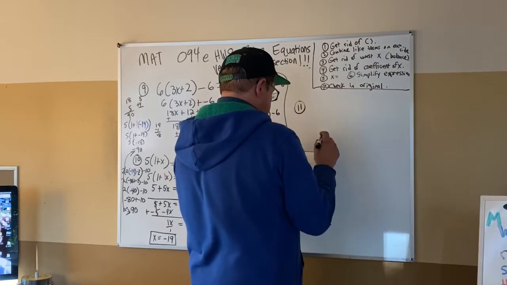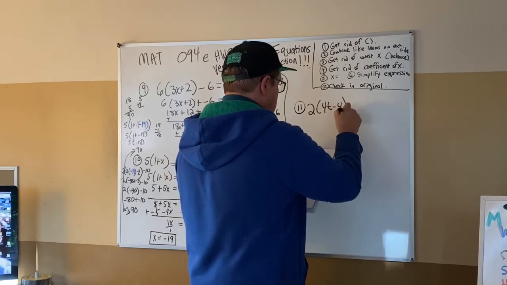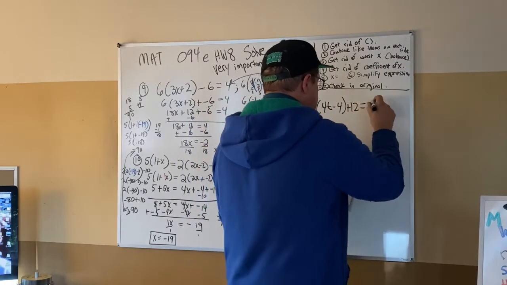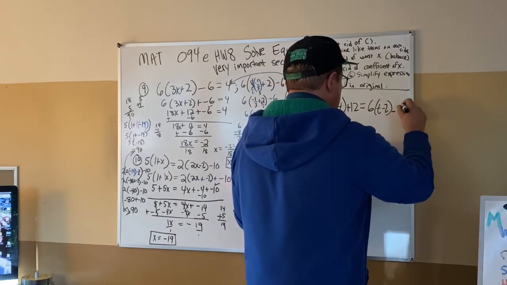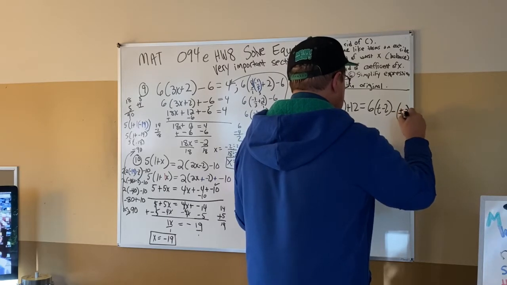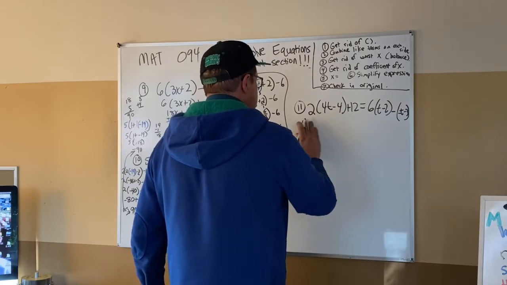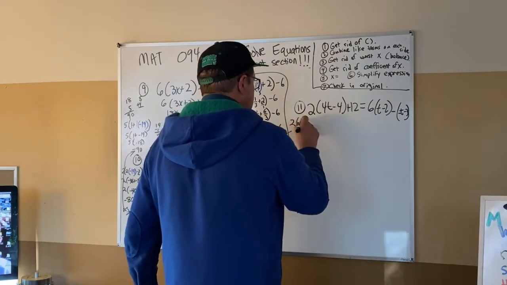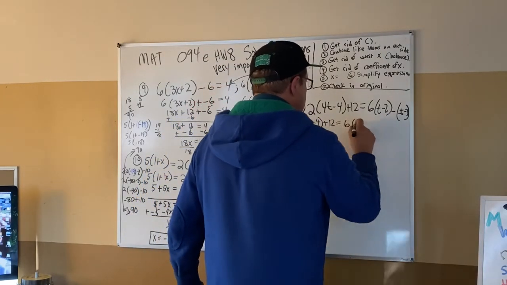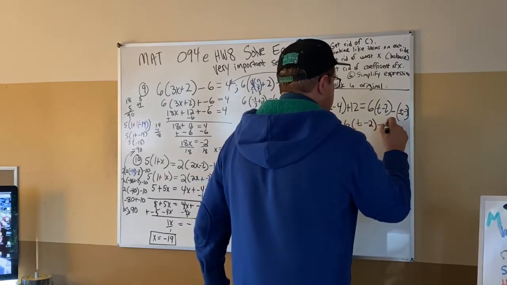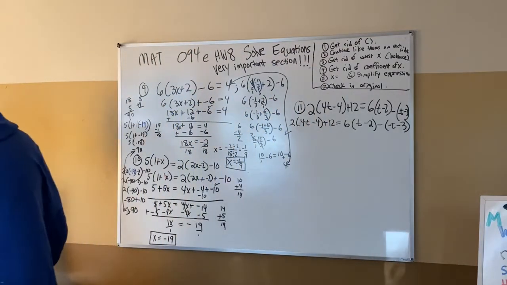Number 11. 2 parentheses 4t dash 4 plus 12 equals 6 parentheses t dash 2 dash parentheses negative t dash 3. Okay. 2 times the 4 will get me 8. Well, I should write it again. 2 times 4t dash 4 plus 12 equals 6 t dash 2 dash open dash t dash 3. I got some 1s and pluses to put in here to get to work.